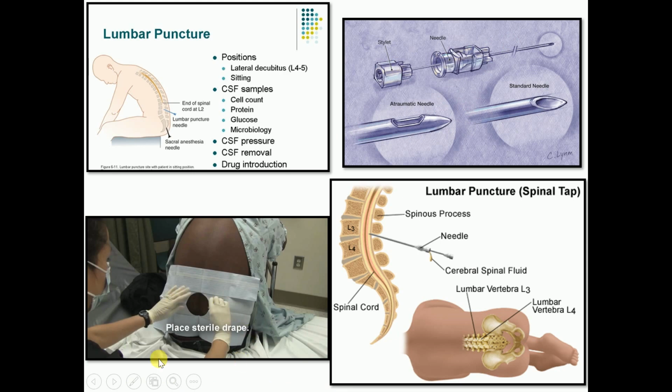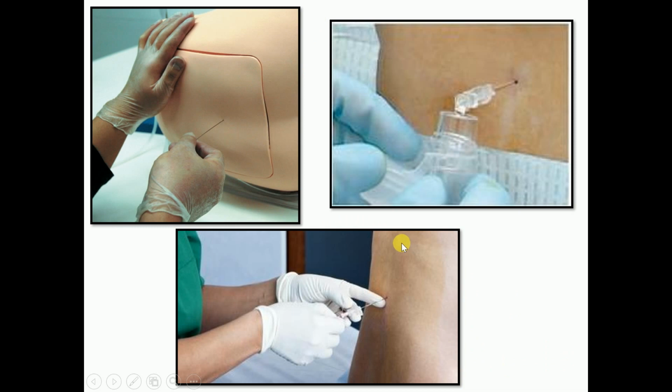Here is how the sterile drape is put on the body of the patient. This diagram shows the spinal tap between L3 and L4. This is the needle of the lumbar puncture that can be introduced into the subarachnoid space between L3 and L4. More diagrams show the lumbar puncture site, and how the CSF can enter the container through the lumbar puncture needle.